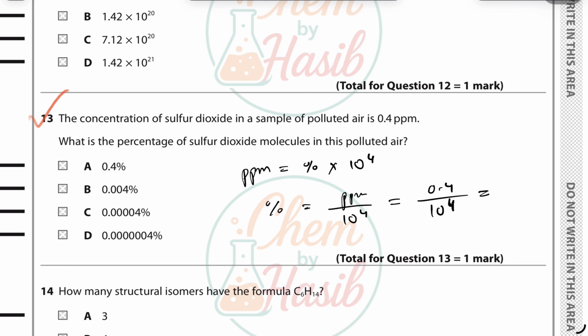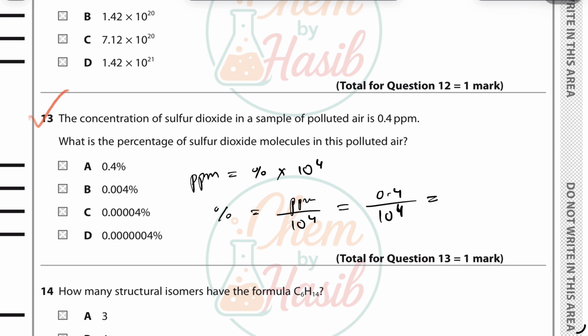4. So 0.4 divided by 10,000 will give you, sorry, there's not much space here, this would give you 0.00004%. So your answer would be C. C is the correct answer.